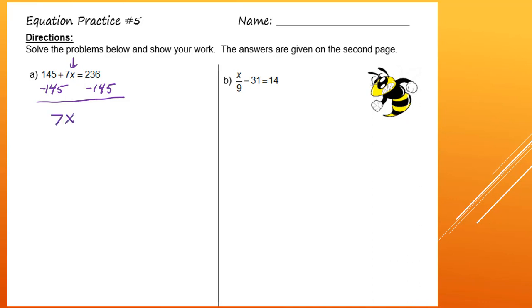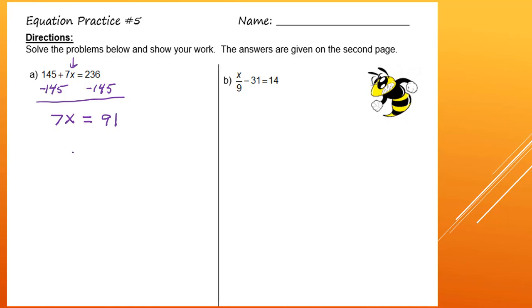So we have 7x on the left. On the right, we can combine these terms. We can do 236 minus 145. When we do that, we get 91. All right, that was the first step. The second step is to divide by 7. We have 7 times x equals 91.